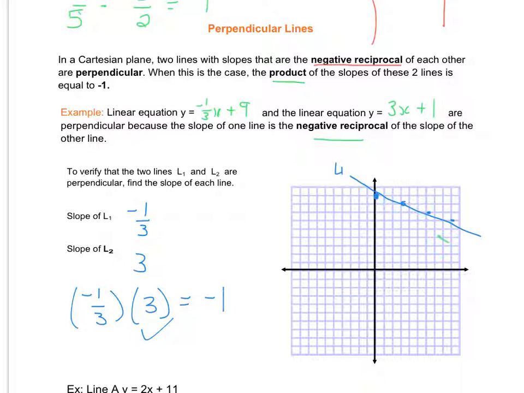And then my line 2 is going to have a positive slope. So I'm going up 3, 1, 2, 3, and over 1, starting at 1. 1, 2, 3, 1. So it's going through the line like this. And there's my 90-degree angle, and that's line 2. So these are perpendicular lines.